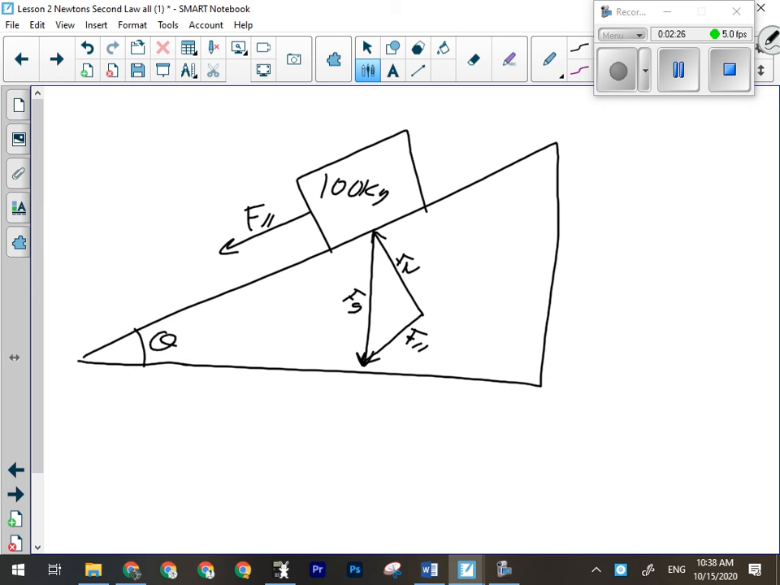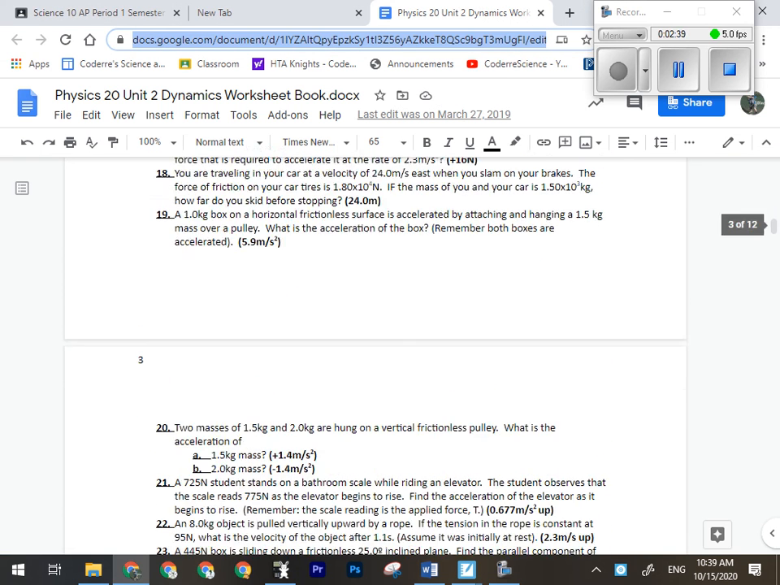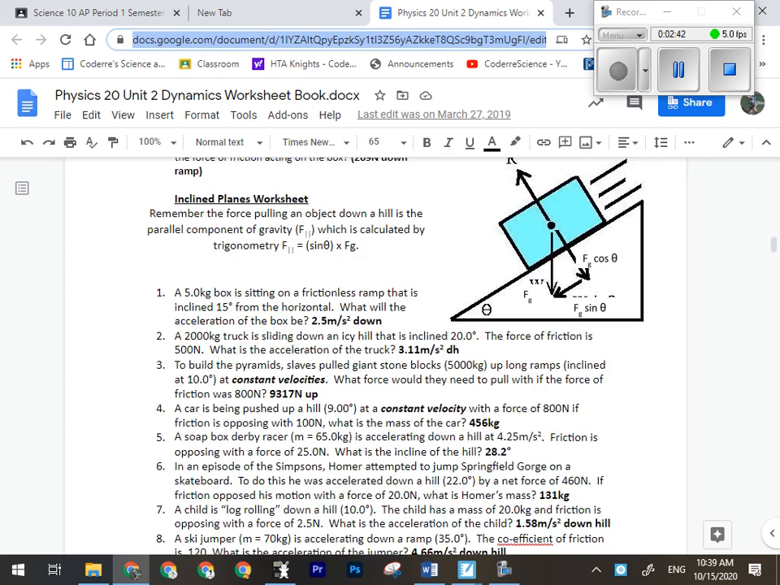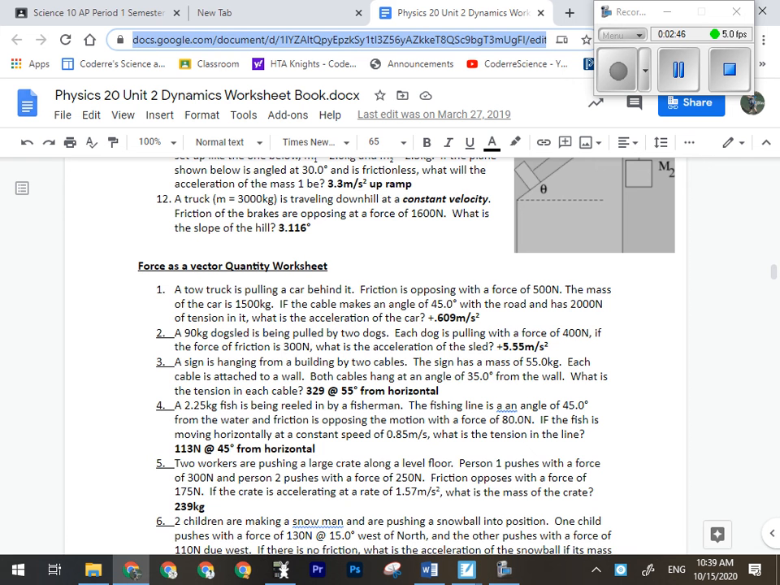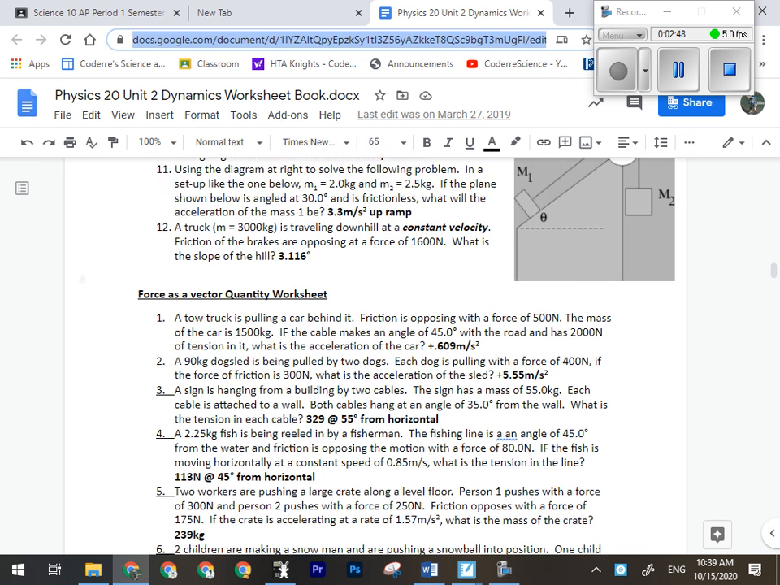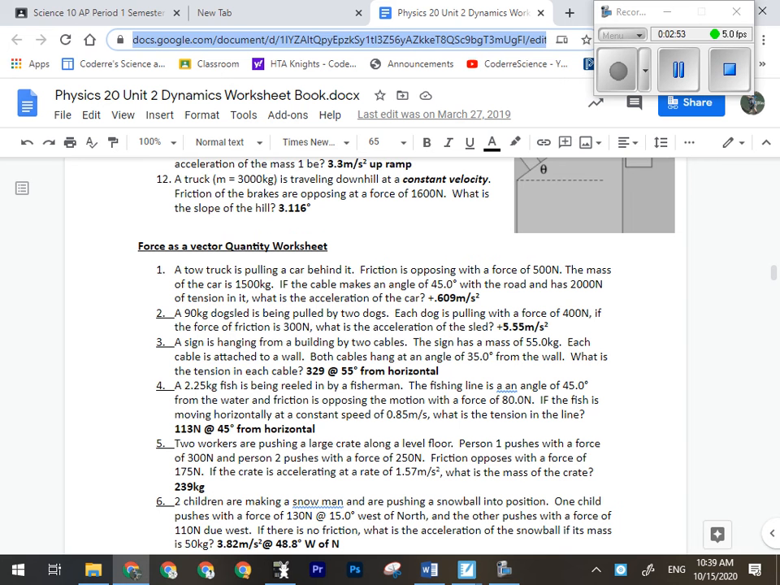So what I want you working on today is two worksheets from the digital workbook, but I don't want you to do them in order. I want you to go back and forth between them. The first one is the inclined planes worksheet, and the second one is the force as a vector quantity worksheet. They are on pages 3 and 4. That way you're not doing 15 inclined plane problems in a row.